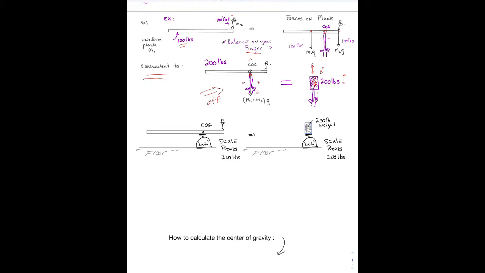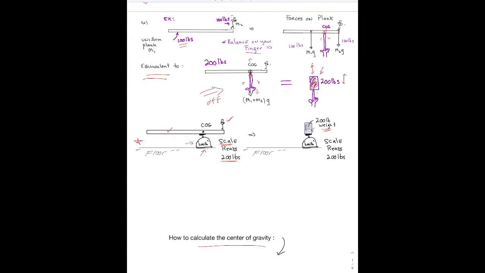And if I take the plank and the person and put them on a scale, the scale reads 200 pounds. This scale has no idea whether you have a 100-pound plank and a 100-pound person, or one 200-pound weight sitting on the scale. Those two systems are equivalent.